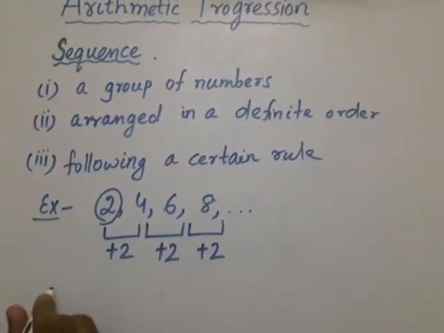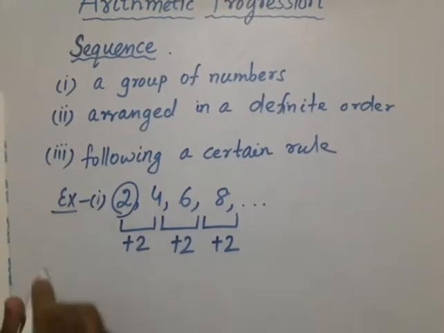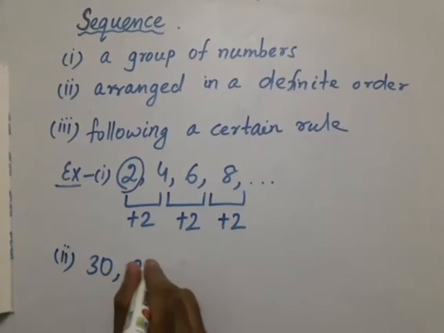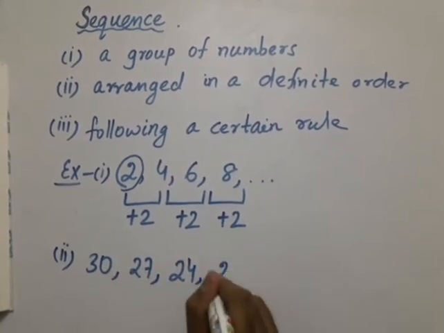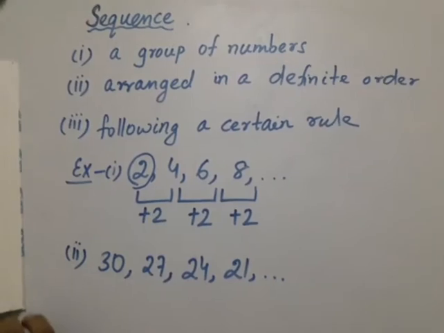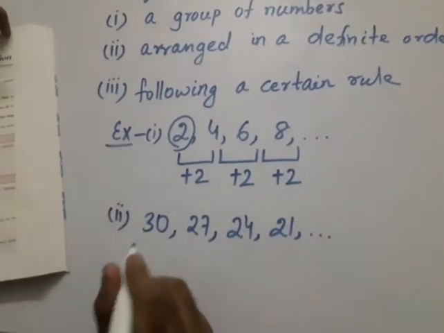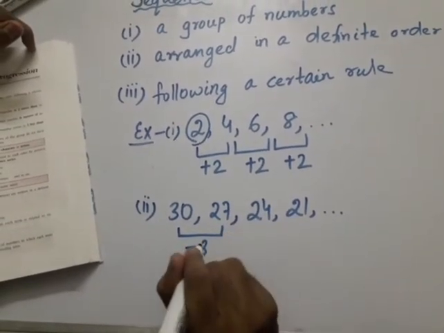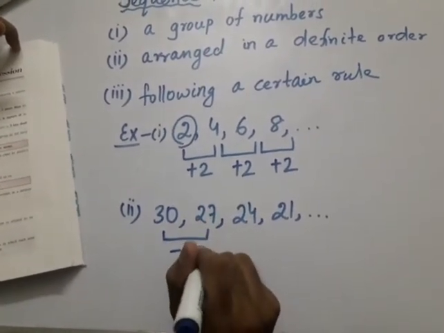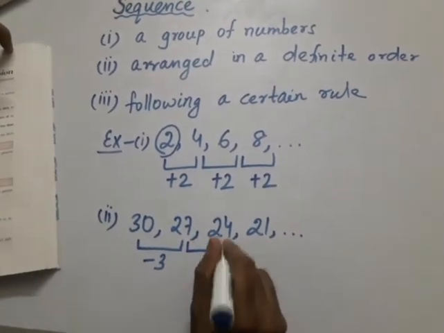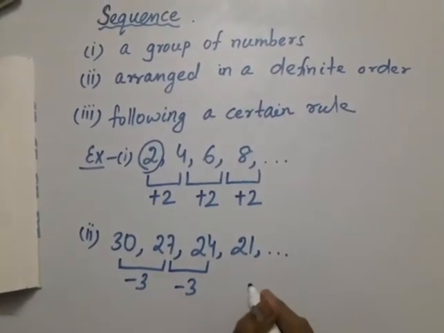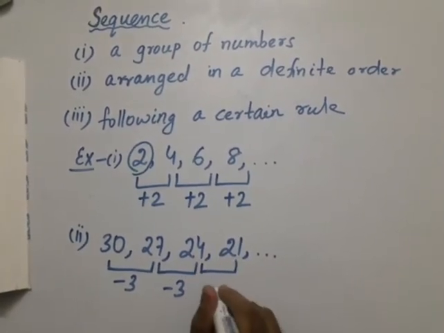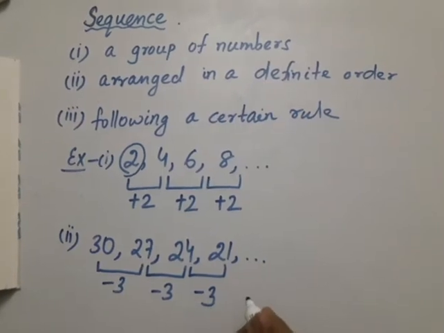Okay. Similarly अगर मैं और एक एग्जांपल, ये एग्जांपल नंबर 1 और एक एग्जांपल नंबर 2 है, मैं लिखूँ अगर 30, 27, 24, 21, dot dot dot. So when the first term is 30, if we decrease that 30 by 3, then we get the second term of the sequence, that is 27. Again, if we decrease 27 by 3, we get the third term of the sequence, that is 24. Similarly, if we decrease 24 by 3, then we get the next term of the sequence as 21, and it goes like that.